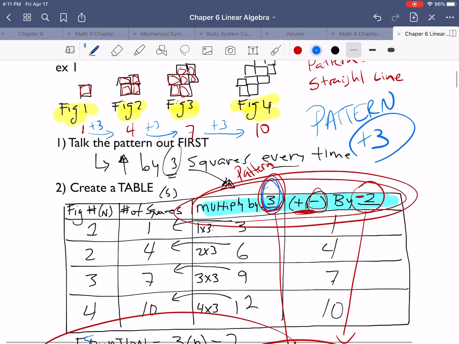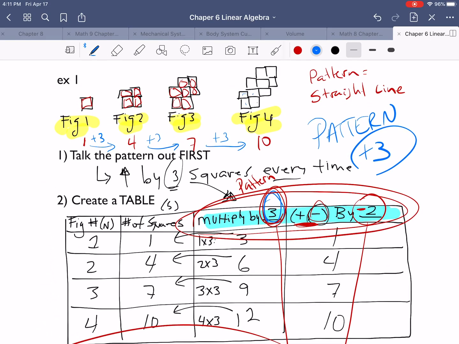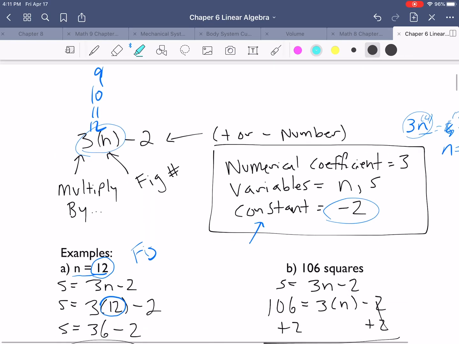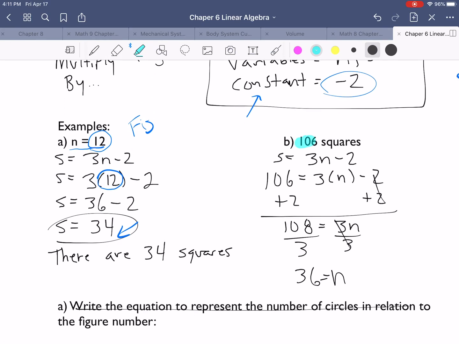If my diagram had 106 of these squares, it wants to know which figure number it would be. Right now, our max amount of squares in this is 10. We got to get 106. Ain't nobody got time to draw that many squares. So guys, guess what we do? We insert this into the S that stands for squares. So you'll notice that we took 106 and we put it underneath the spot that stands for squares. And then we just solve the equation. So 106 equals 3n minus 2. We solve this just like we've been doing in our math, and we get 108 equals 3n.